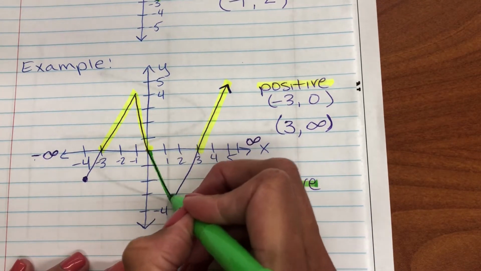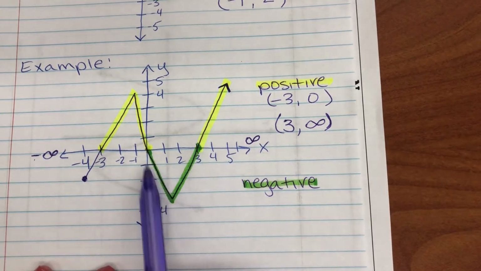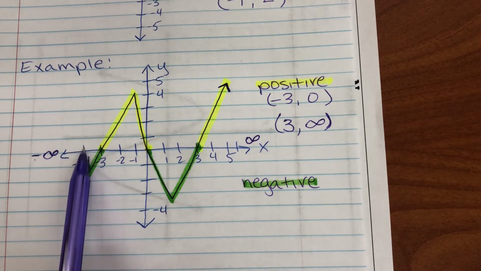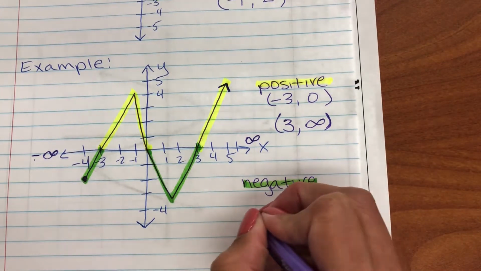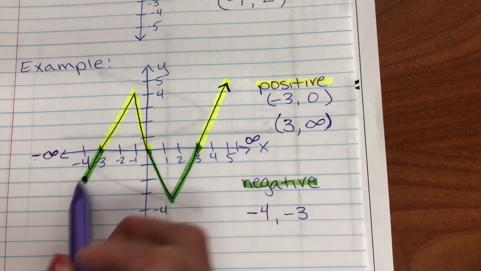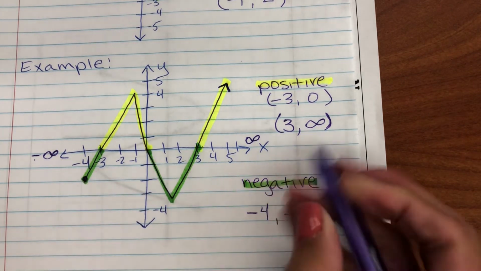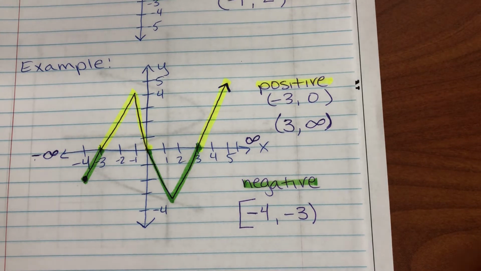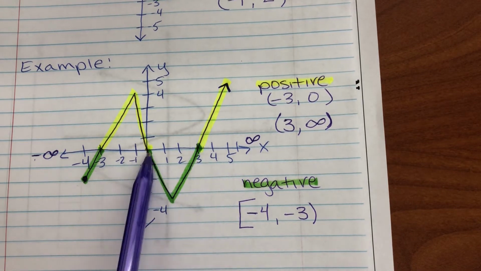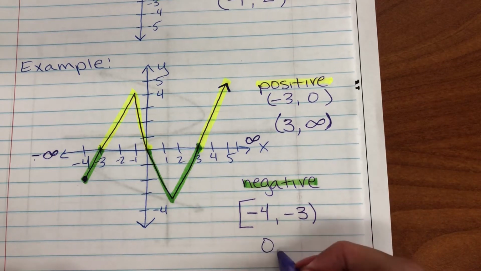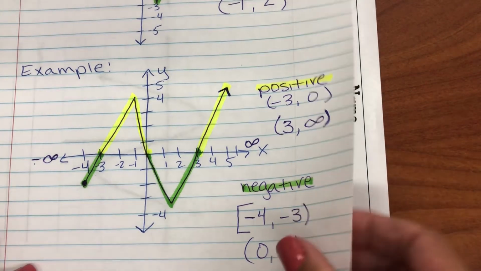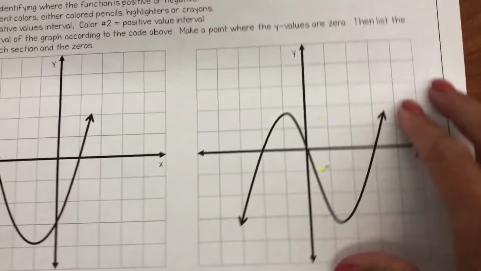All right, let's look at negative. That would be this piece here. Only one interval there. And then this piece there. So let's start with this one. It's going from -4 to -3. -4, that's specifically a closed circle, so that gets a bracket. And then the -3 gets the parenthesis. And then this piece is going from 0 to 3. Both parentheses.